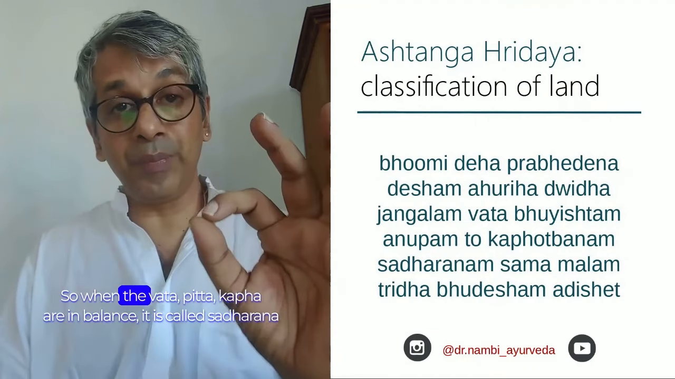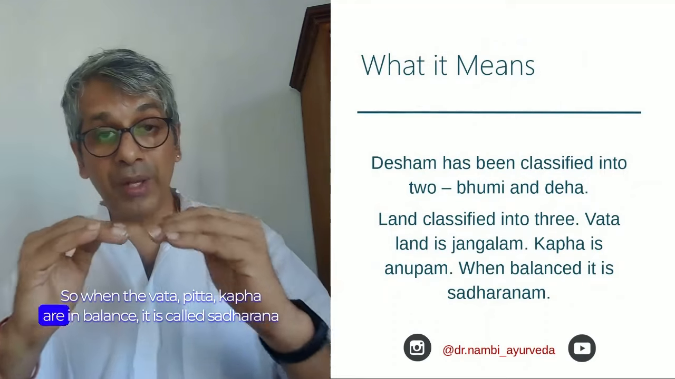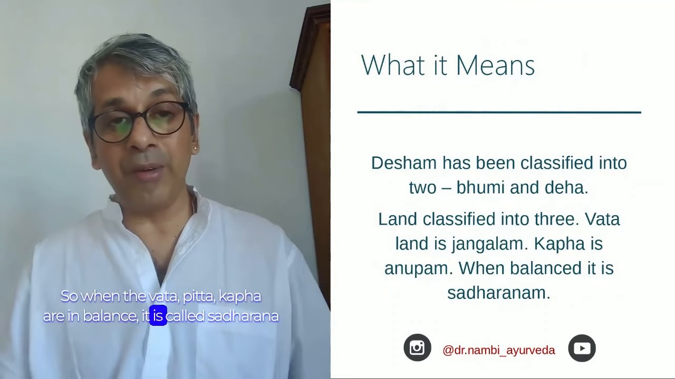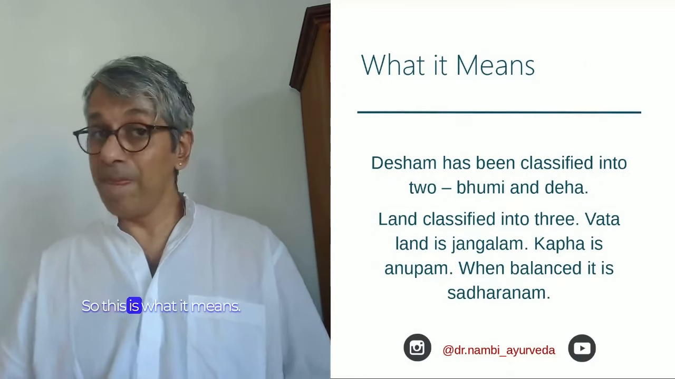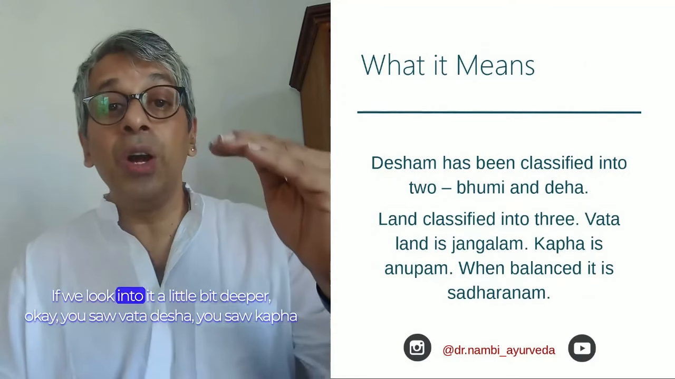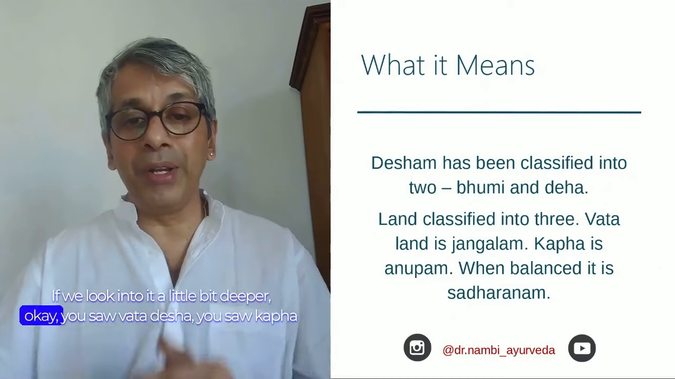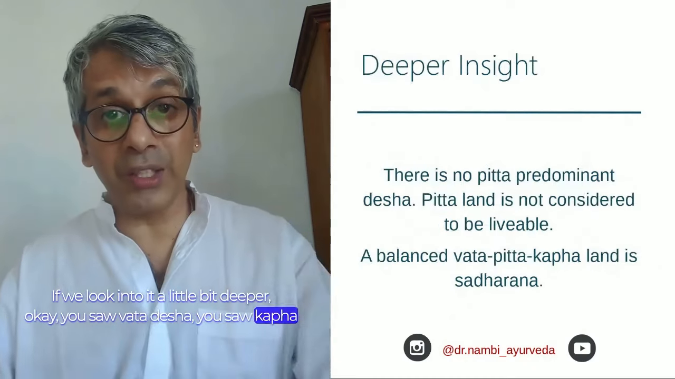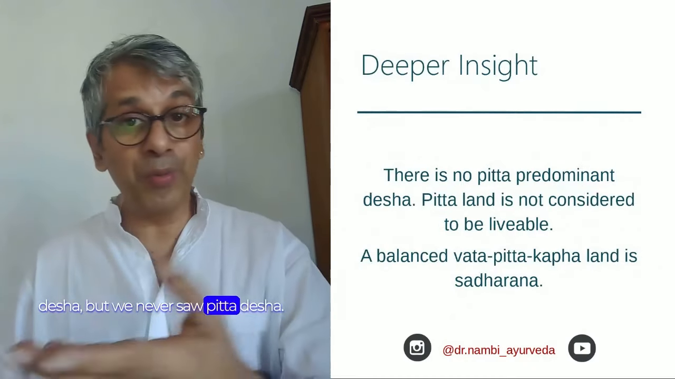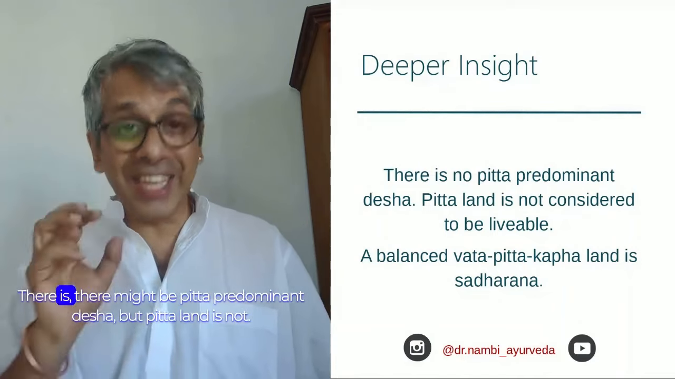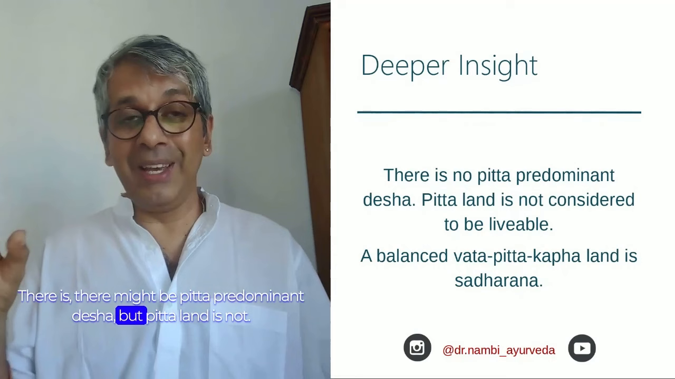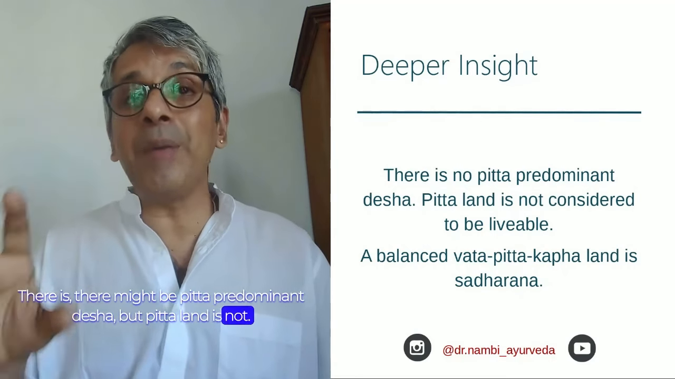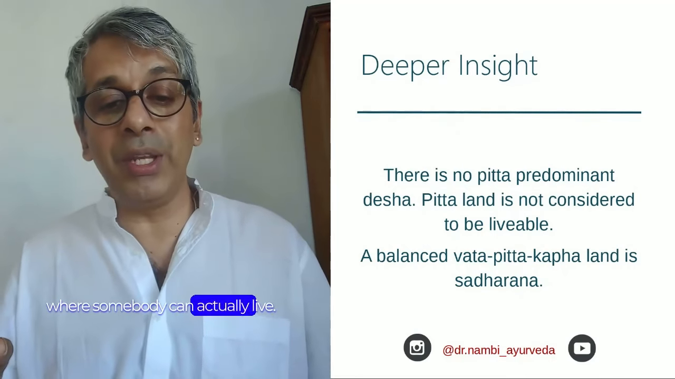When Vata, Pitta, Kapha are in balance, it is called Sadharana Desha. So this is what it means. If we look into it a little bit deeper, you saw Vata Desha, you saw Kapha Desha, but we never saw Pitta Desha. Why? There might be Pitta predominant deshas, but Pitta land is not where somebody can actually live.